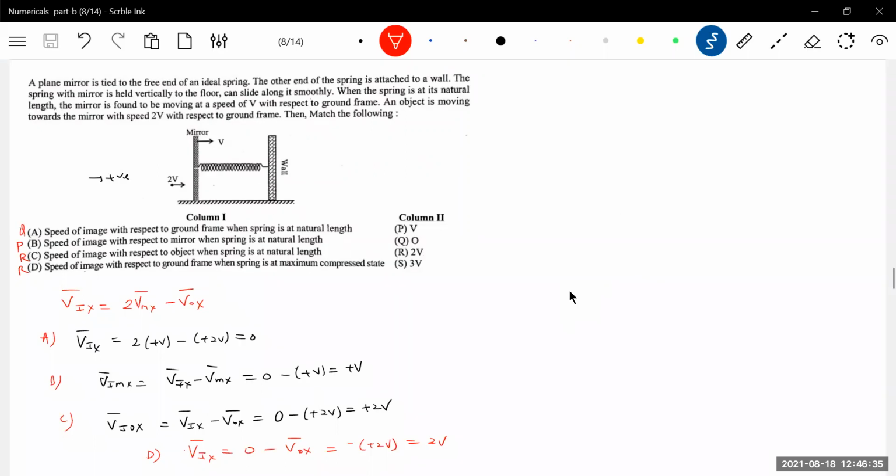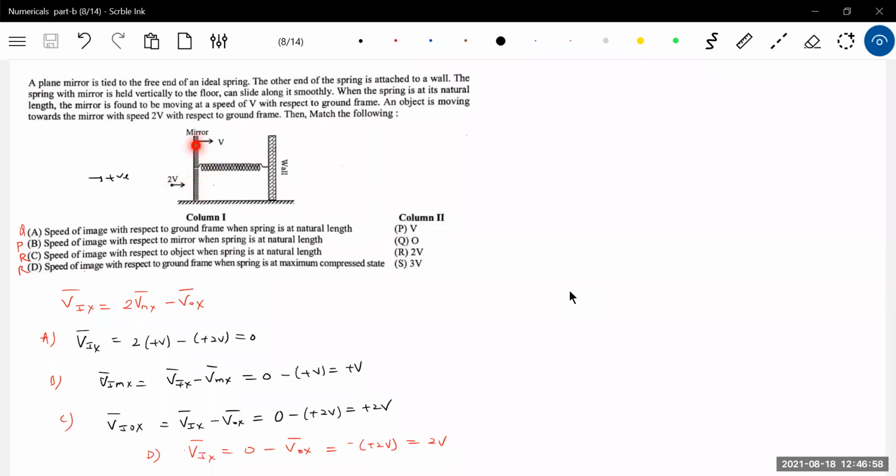At maximum compression, what is the state of the mirror? Mirror will be at rest. Now, one very important question: what is the state of the mirror? It will be oscillating, no?